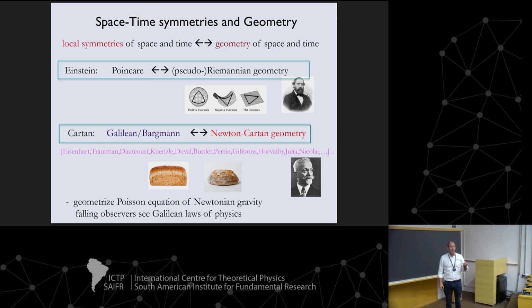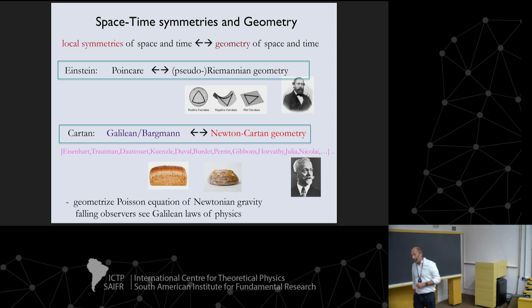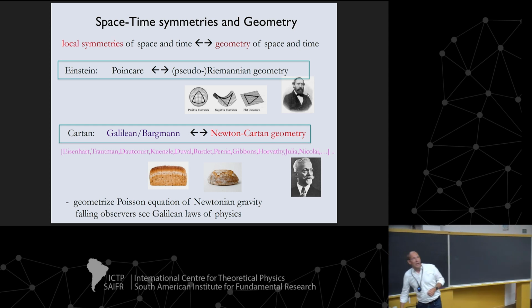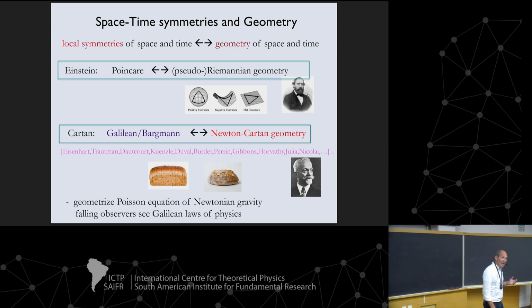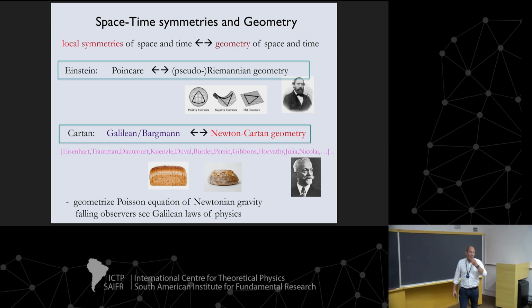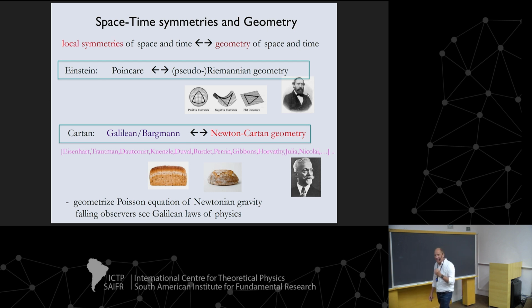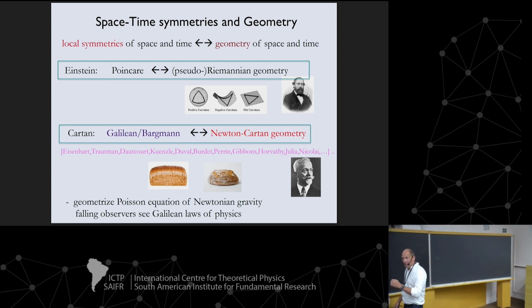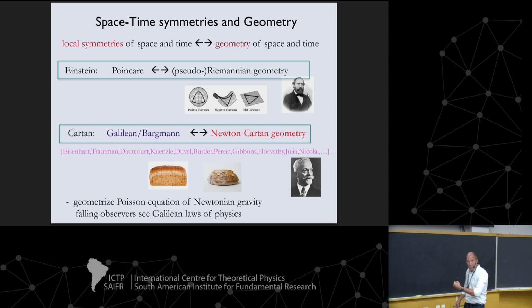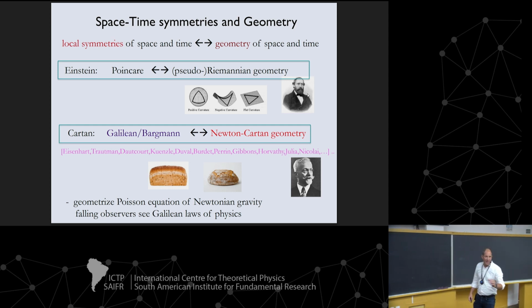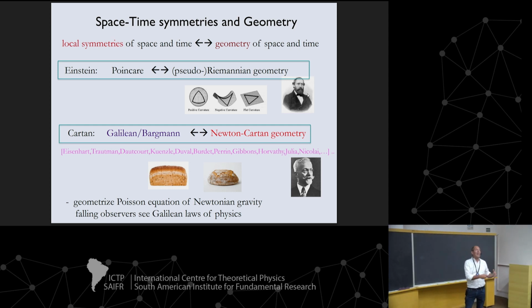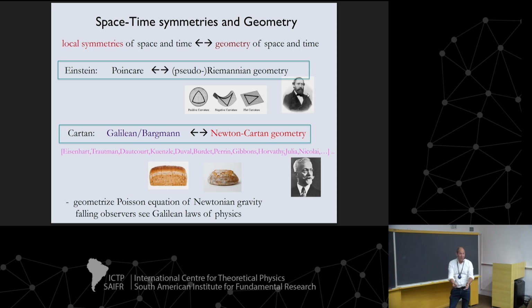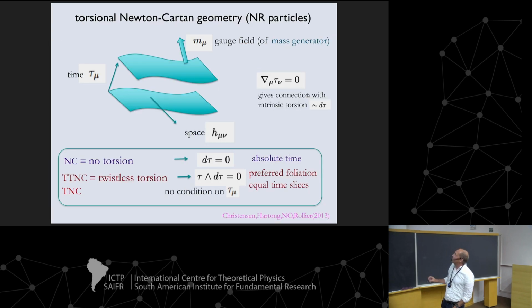I find it quite beautiful that, in fact, a hundred years ago, in 1923, Cartan realized that, okay, Einstein geometrized gravity, but that's not a specific property of Einsteinian gravity. You can also geometrize Newtonian gravity. It's more like you have another equivalence principle, that freely falling observers see the laws of Galilean physics. And that's what Newton-Cartan geometry does for you.